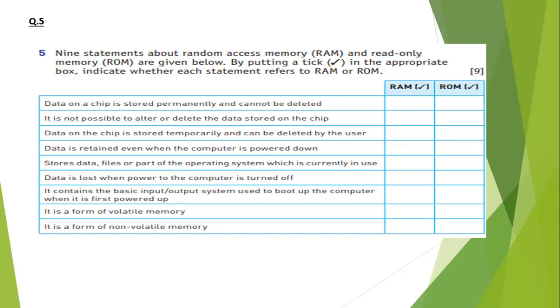Rehan, is this clear? Yes, sir. Zarish, is this point clear? Do you agree with this? ROM or RAM? What do you say? Is it ROM or RAM? ROM. ROM, good. Now, Rehan, you have to tell the second point. Which one is right? ROM. Good. Zarish, you have to tell about the third one.